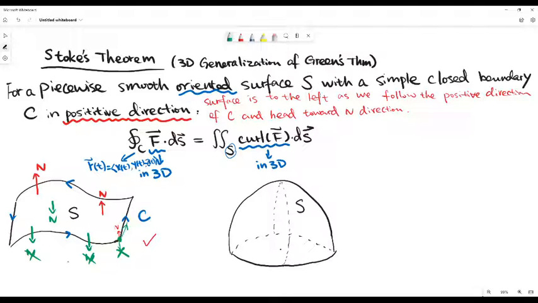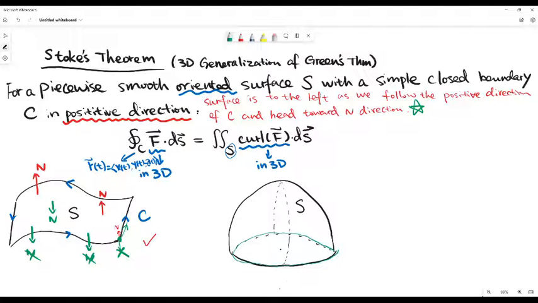Okay, so because both the surface and the curve have directions, now we have this way to make them match. Now if you look at the second surface here, this is an upper half of a sphere for my surface. For this surface, the boundary of it is just this circle on the bottom, right?